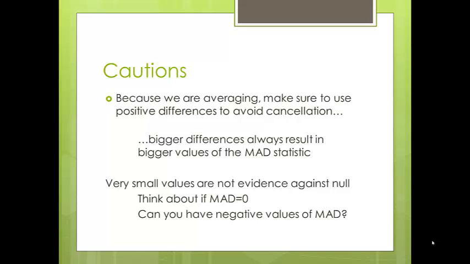Can you have negative values in the MAD statistic? No, you can't. You're averaging positive numbers together. So the MAD statistic will always be positive, and values close to 0 are very little evidence, and values much larger than 0 are stronger evidence against the null hypothesis.